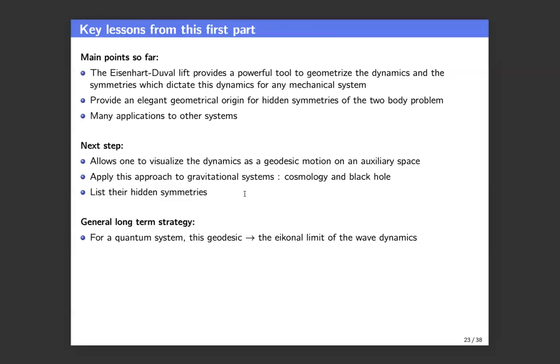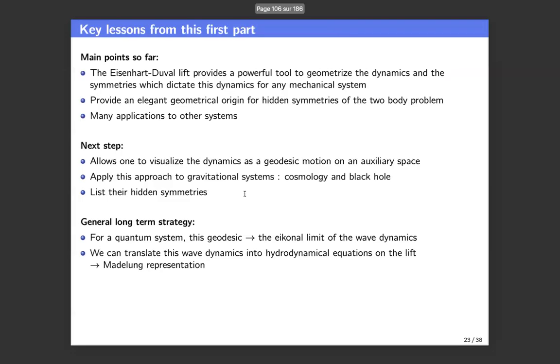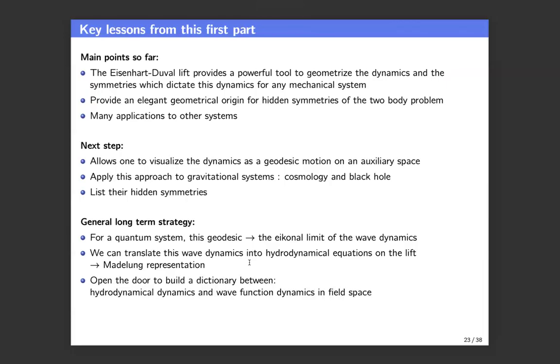Okay, and the long-term strategy is the following. For a quantum system, the geodesic is basically the eikonal limit of the wave dynamics. So it means that we can translate this wave dynamics into a hydrodynamic equation on the lift, using what we call the Madelung representation. And when you have access to this hydrodynamical equation, it opens the door to build a dictionary between hydrodynamical equations and wave function dynamics in field space.